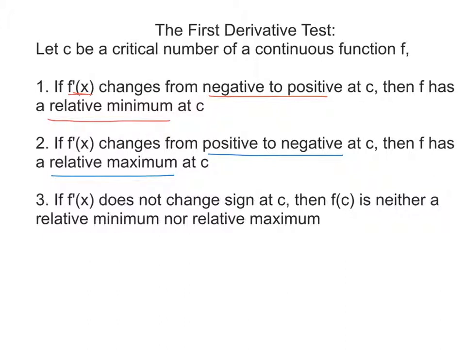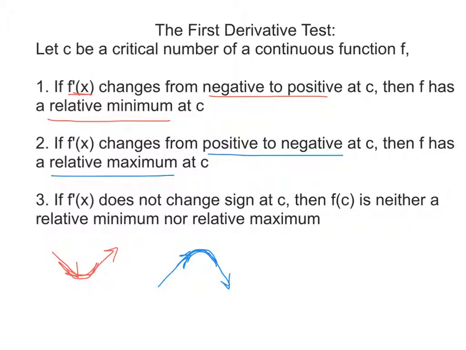And this should make sense. If the first derivative is changing from negative to positive, well, negative to positive means it's going from decreasing to increasing. What's going to happen in between decreasing and increasing? There's going to be a relative minimum here. If the first derivative changes from positive, meaning increasing, to negative, meaning decreasing, there's going to be a relative maximum here.